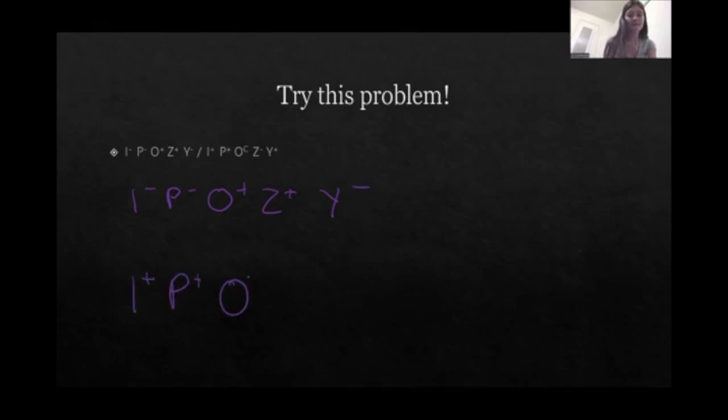So let's do an example, and I'm going to rewrite this so that they're on top of each other. So we have I minus P minus O plus Z plus Y minus, and I plus P plus O^C Z minus Y plus. Step number 1, change my I's to say the same thing. I plus trumps I minus. So I have one I plus, the other's an I minus. I plus wins. I change the top one to say I plus.